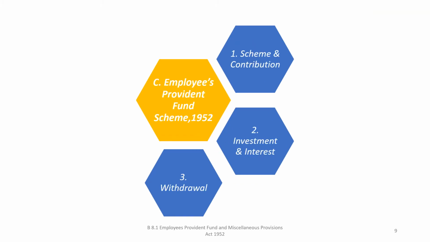Let us first take up the Employee Provident Fund Scheme 1952. We will be looking into three aspects of it. What is the scheme and its contribution? What happens to the fund that comes into the scheme? How is it invested? And what is the return that we get? And how can the money be withdrawn from the system?